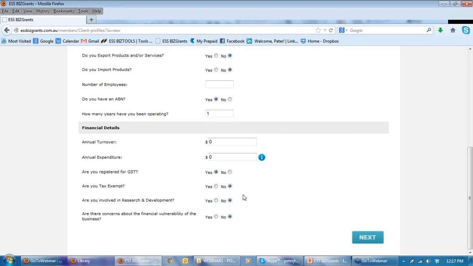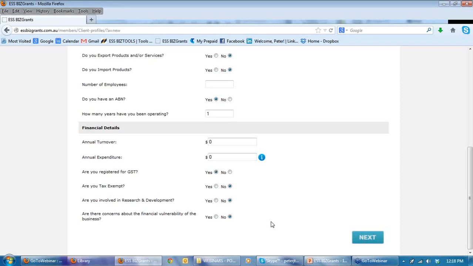Involvement in research and development, as I indicated before, is a trigger for some other grants, particularly Commercialisation Australia. There's a question, is there any concerns about the financial vulnerability of the business? Most government grants now have questions worded similar to this. If you indicate that you do have concerns, you've virtually got no chance of getting a grant, and therefore in our system, if you answer yes to that, you will not be offered grants. But it doesn't mean that you might have some concerns about the business's financial viability.